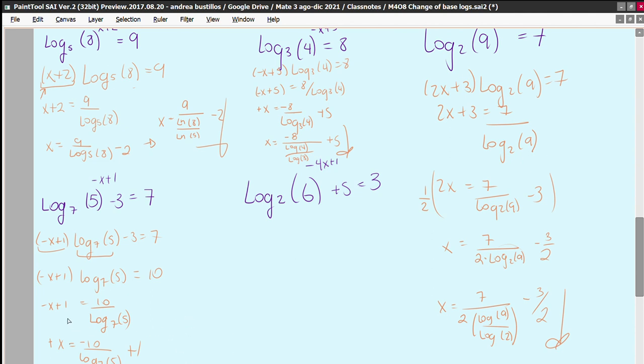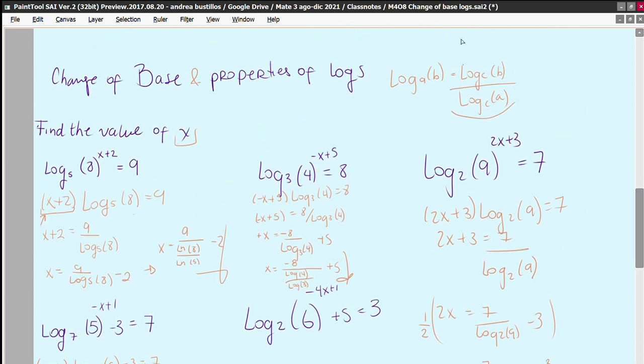And if I want to change the base of this logarithm to plug it into the calculator, I can do it like this. Don't forget, I'm going to use natural logarithm this time, that is, logarithm base e. So this is ln of 5 over ln of the previous base, plus 1. And that's what you plug into the calculator. And that's how we use properties of logarithms and change of base to solve some equations.